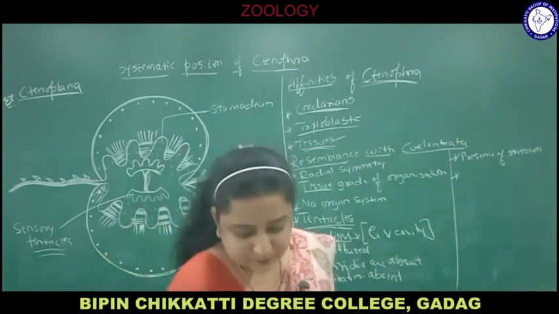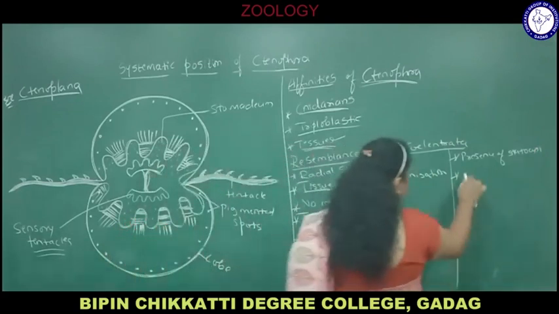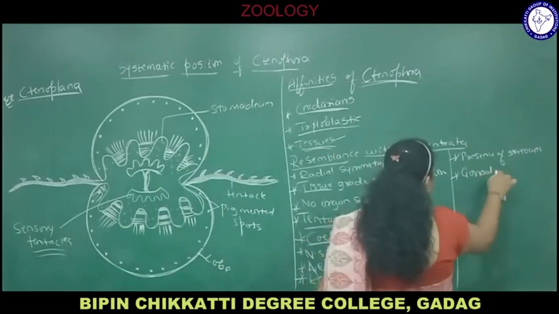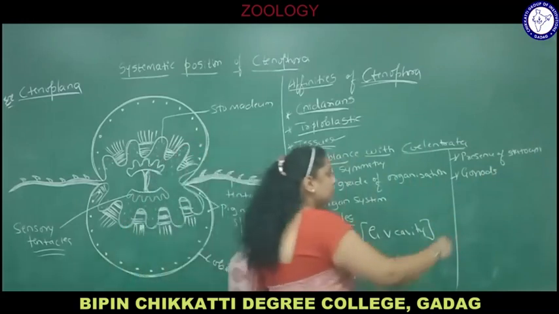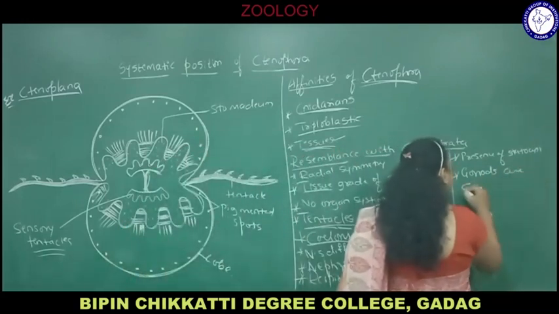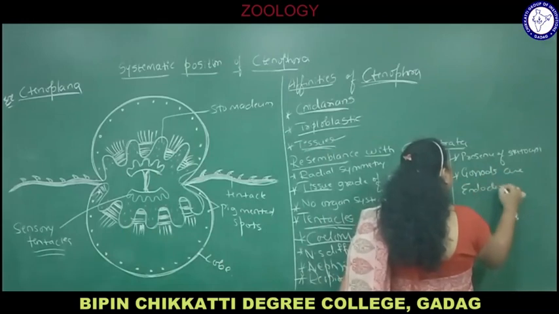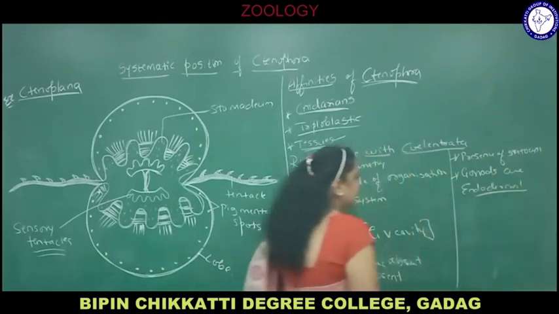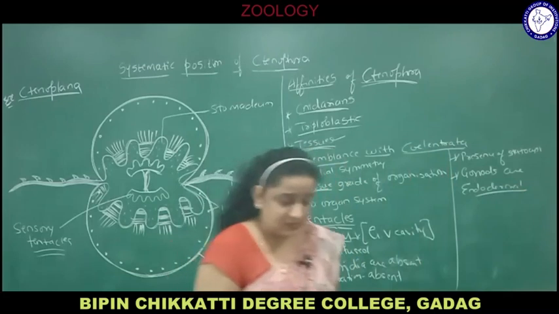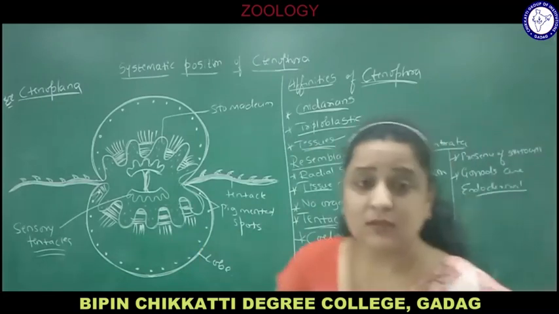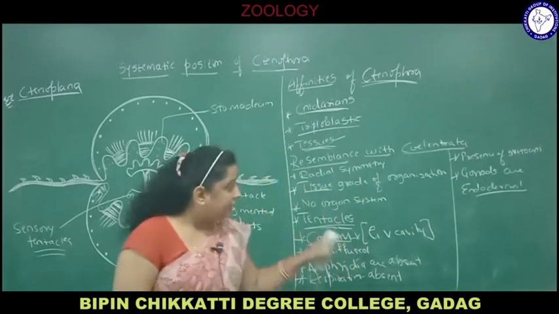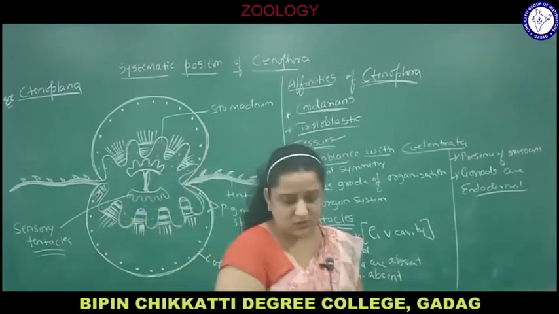Next, coming to endodermal origin of gonads. What do you mean by gonads? Gonads are the reproductive organs. They are endodermal in origin. Gonads are endodermal in both Cnidaria as well as Ctenophora, because there are 3 germ layers.